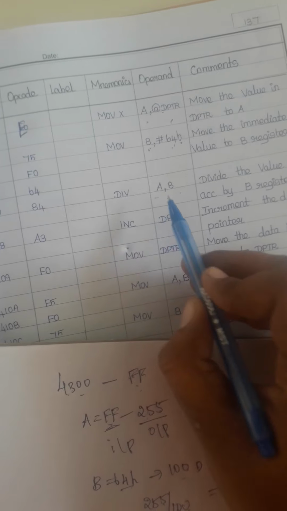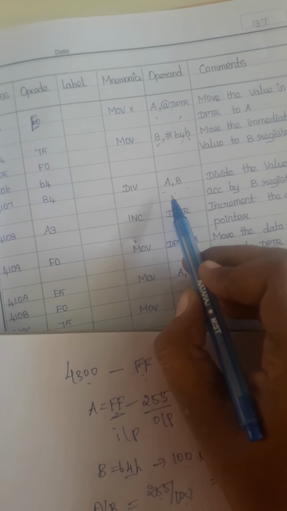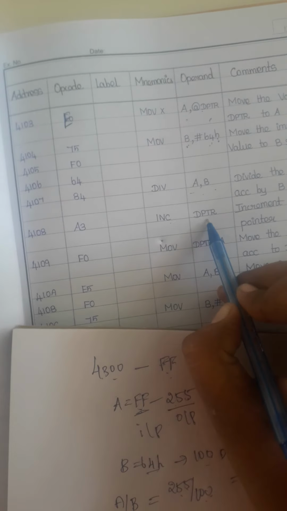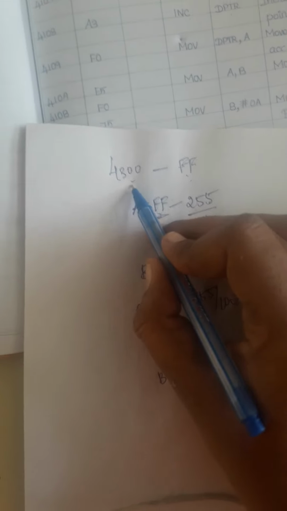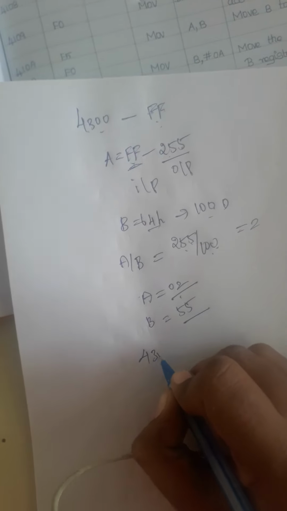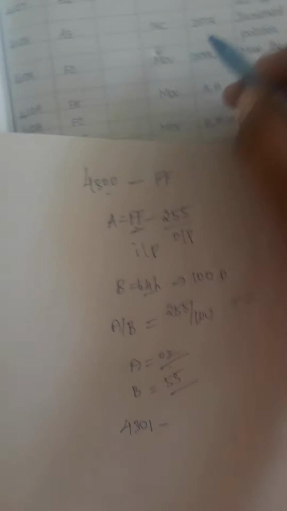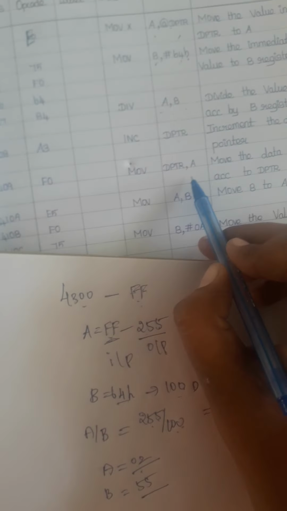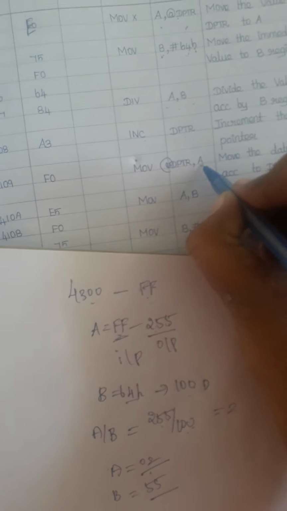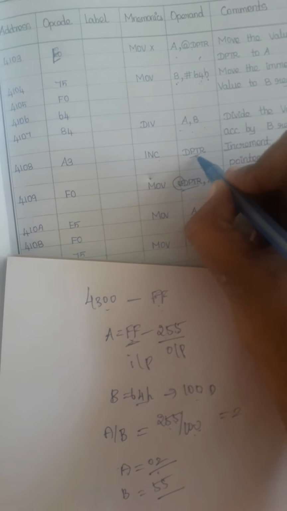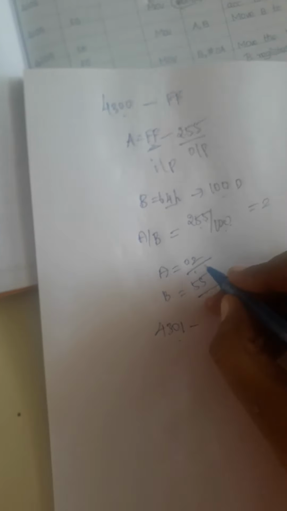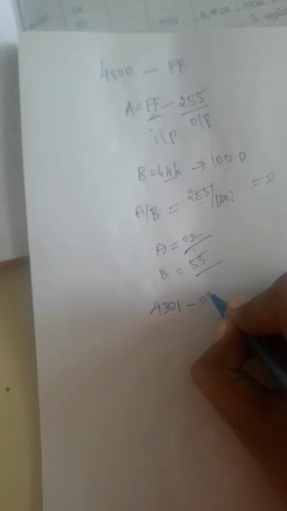After dividing, the result is available in the accumulator and B register, and then we are incrementing DPTR. Initially it is 4300, now we are incrementing it to 4301. Then we are moving the accumulator data to the incremented location at DPTR, that is 4301. The accumulator data 02 will be moved to this location.